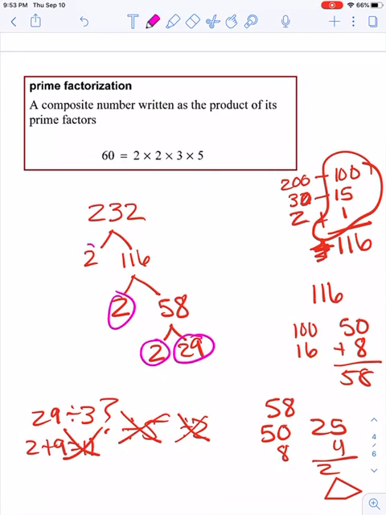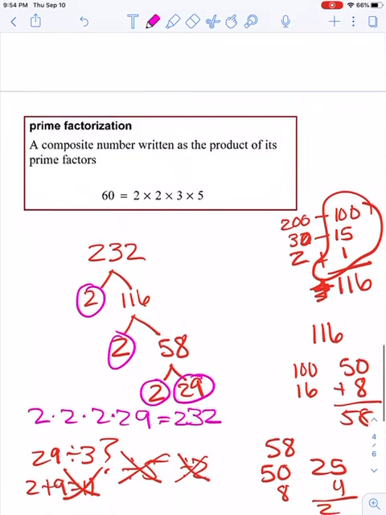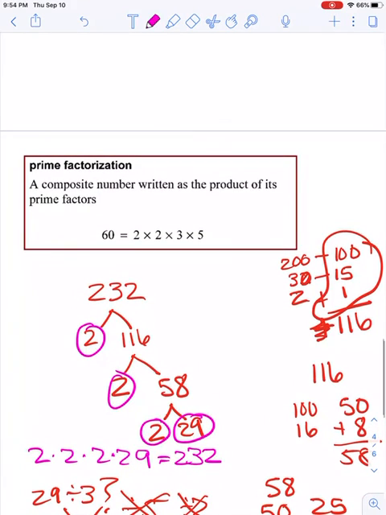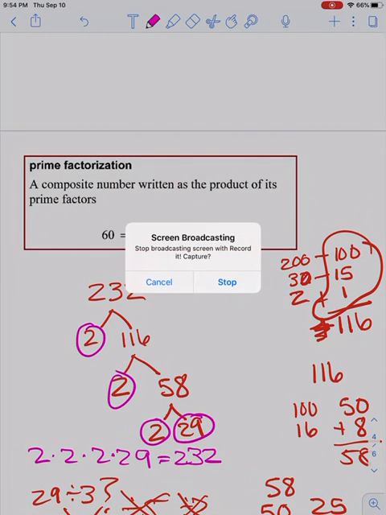So I'm going to circle my prime numbers. 2, 2, 2, and 29. So prime factorization of 232 is 2 times 2 times 2 times 29, which equals 232. That's the end of our lesson today on prime factorization. We got this.